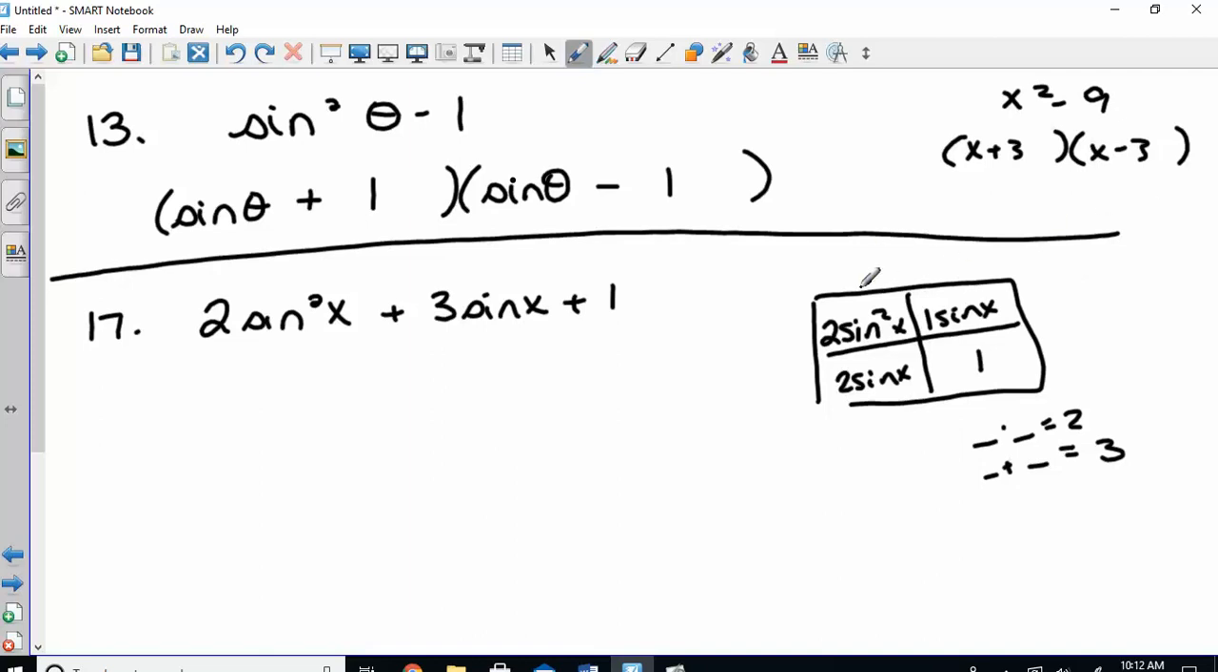So then we factor each column and row. So this would be a 2 sine x. This is a 1. This direction we get a sine x and a 1.